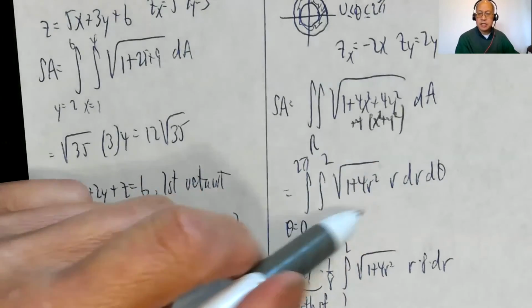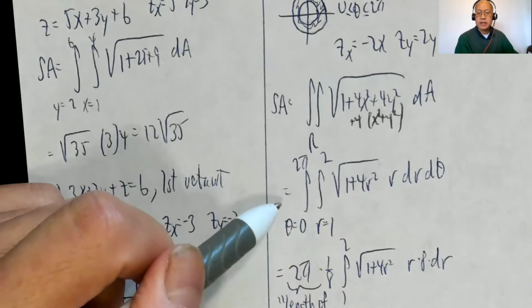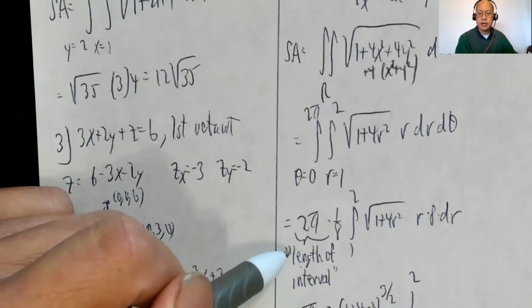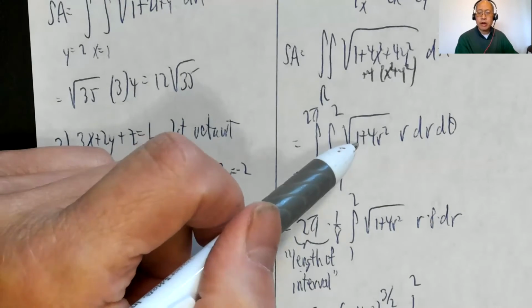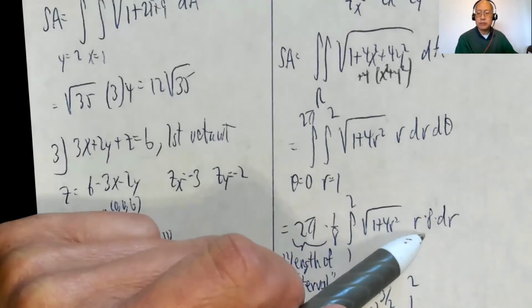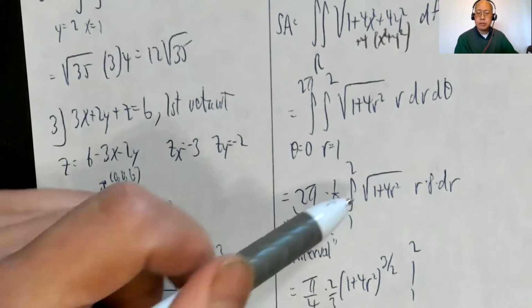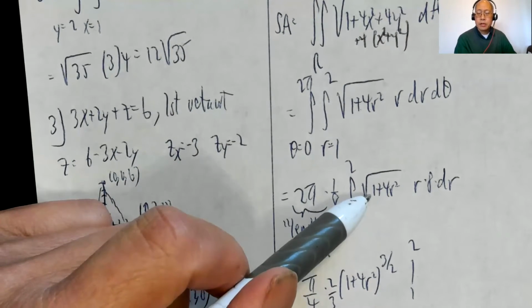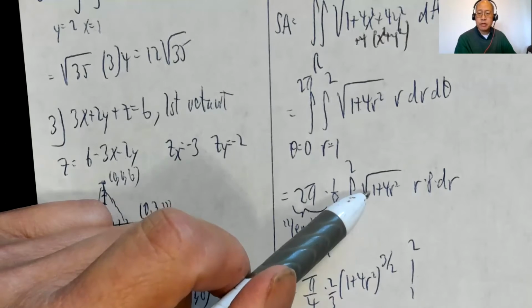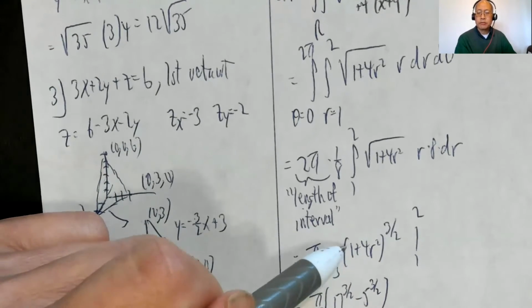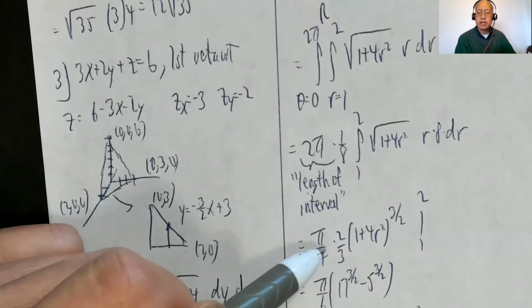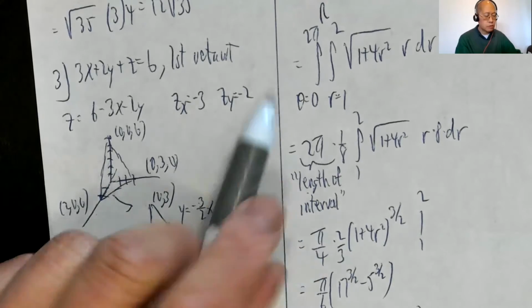You can look at this. This is not affected by theta, so just take out the 2 pi, the length of the interval. The derivative of 4r squared is 8r, so multiply 8 inside and 1/8 outside, to account for the chain rule. Now it works. So think of this as 1 plus 4r squared to the half. So 1 plus 4r squared to the 3/2 divided by 3/2, which means times 2/3.